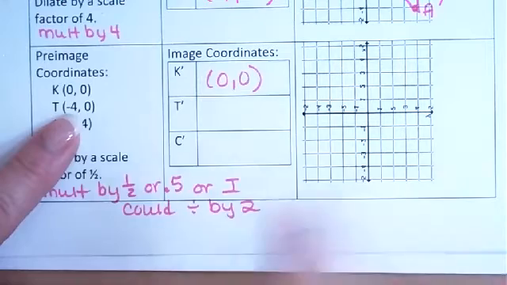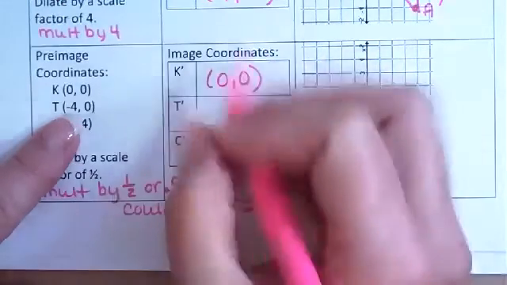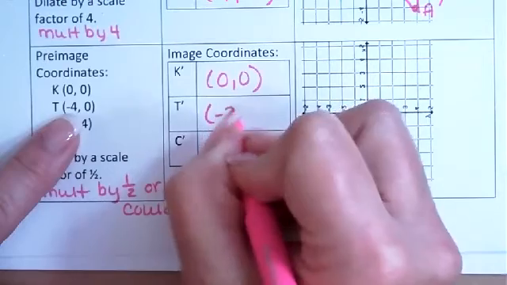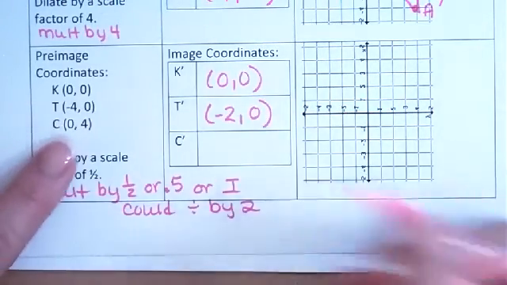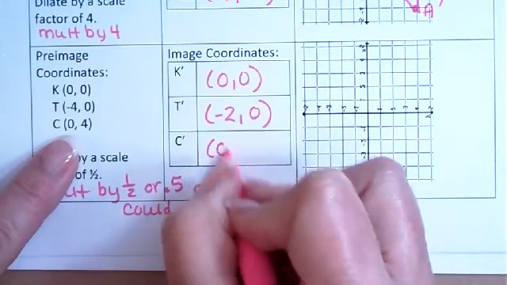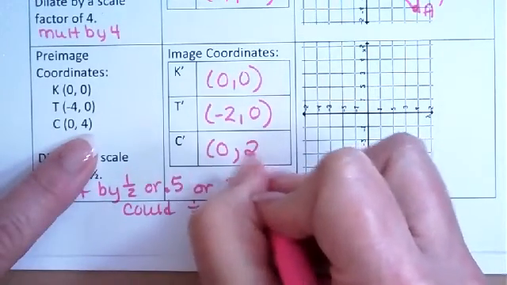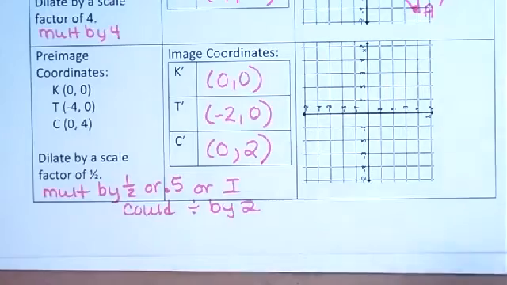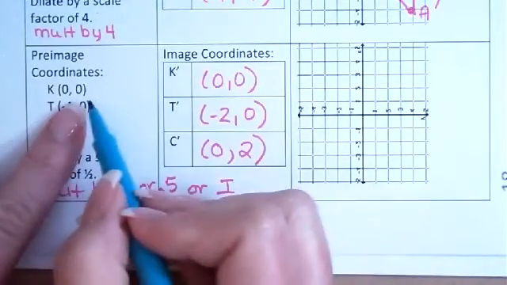Now, negative 4 times 1/2, or negative 4 divided by 2, is negative 2. And there's that 0 again. Okay? Now, see right here, I've got the 0. Now, 4 divided by 2 is 2. Here we go. Now, I'm going to graph my pre-image first.